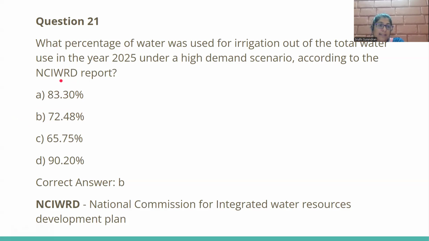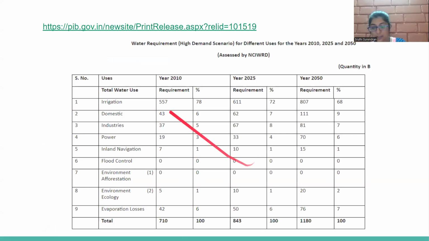The full form of NCIWRD is National Commission for Integrated Water Resources Development. You can always Google this commission's water report for the high demand scenario and get the data from there, or you can access this link.